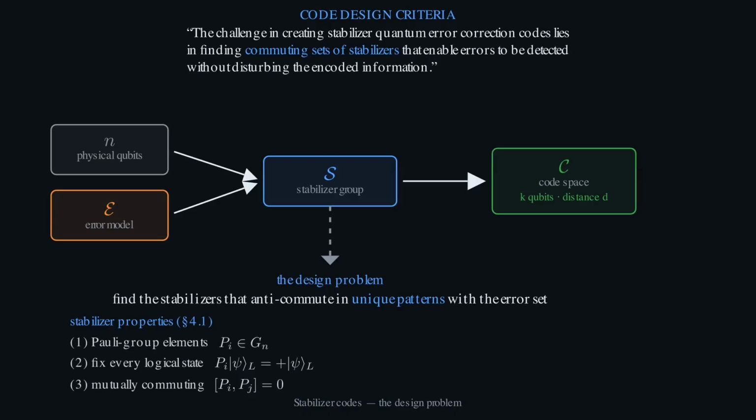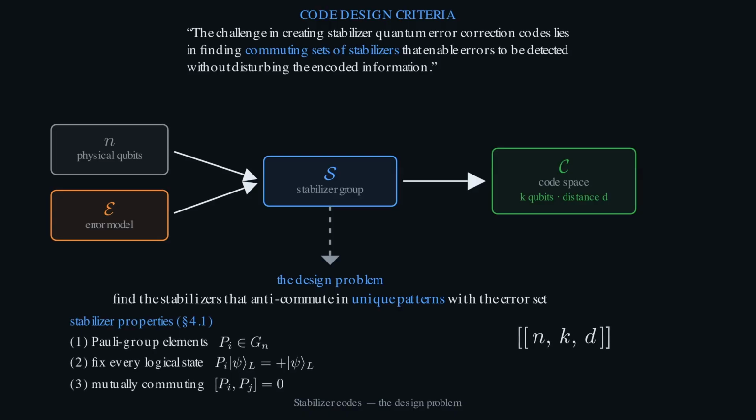There are a number of ways to depict this, but the code design problem is to find stabilizers that anti-commute in unique patterns with the error operators. So that's the stabilizer design problem in a nutshell. It has to satisfy these properties that are given in 4.1. So I think that's going to be our review of stabilizer codes.